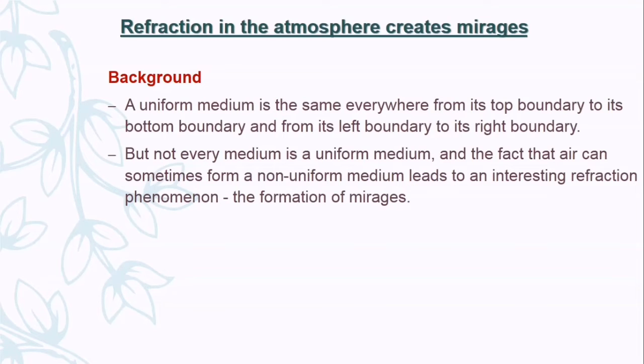Because, girls, when the air is non-uniform, it means it doesn't have the same density everywhere. In a layer, it is more dense than the other, and therefore, when the light passes through these layers, it will refract, it will bend, because we learned that the more the density of a substance, the slower the light will be in this substance. Okay?